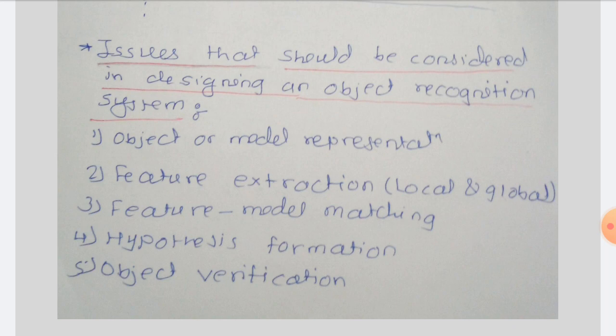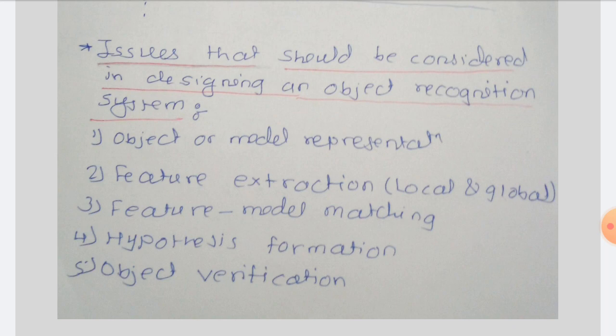Fourth is hypothesis formation. How can a set of likely objects based on the feature matching be selected? And how can probabilities be assigned to each object? The hypothesis formation step is basically to reduce the size of the search space. This measure reflects the likelihood of the presence of objects based on detected features.